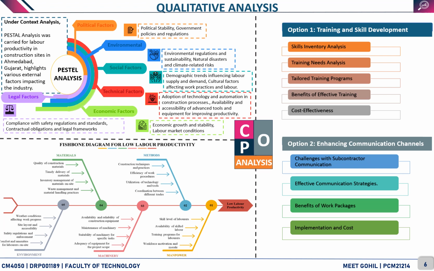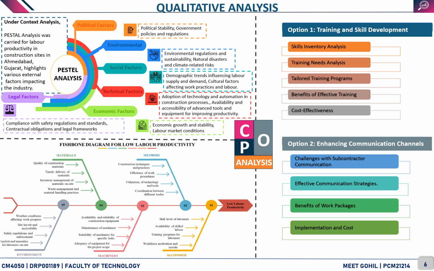Under technical factors, adoption of technology and automation in construction process, and availability and accessibility of advanced tools and equipment on site to improve labor productivity is essential. Under economic factors, growth and stability of labors is an important factor influencing labor market conditions. Considering legal factors, compliance with safety regulations and standards is a major influential part with contractual obligation and legal frameworks.